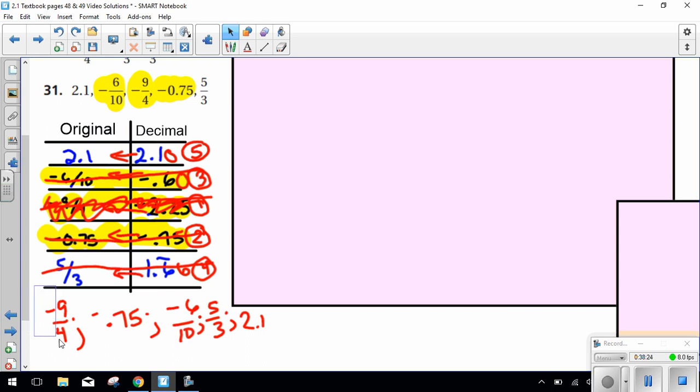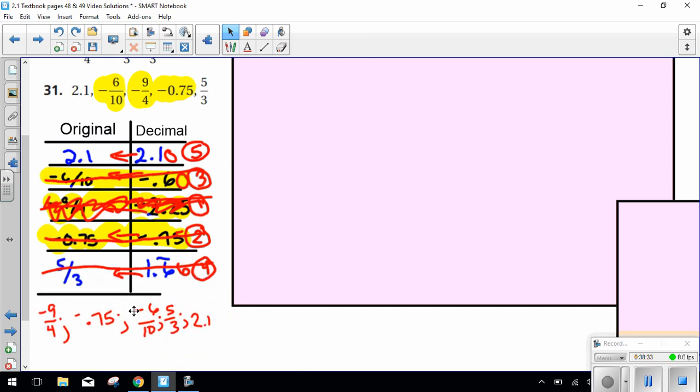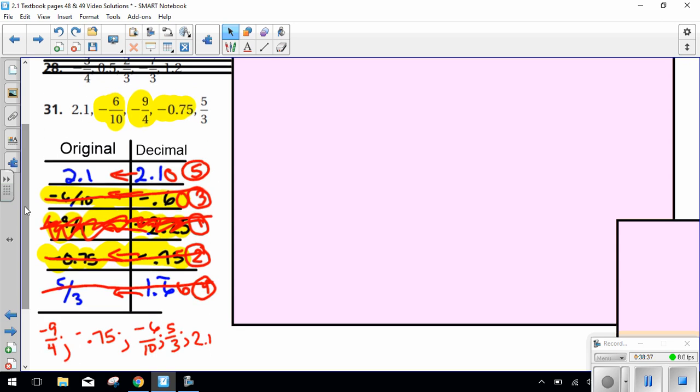Okay, making these T-charts helps keep all your numbers in order and helps you figure out your final order. So there's your solution for number 31. Please pause, please ask questions, and mark up those notebooks and outlines.